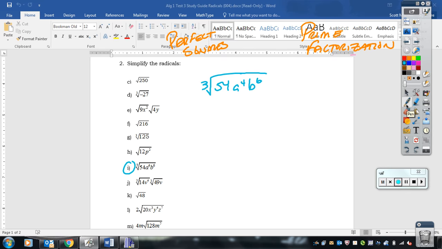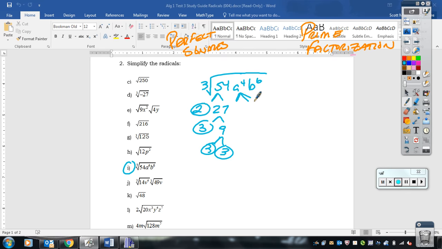Next is the cube root of 54 a to the 4th b to the 6th. With these ones, the cube roots, if you're not sure, my suggestion would be to do the prime factorization. 54 is 2 times 27. There are other ways to do it, but let's just do that. 27 is 3 times 9. 9 is 3 times 3.